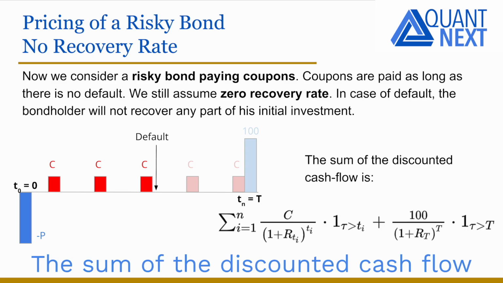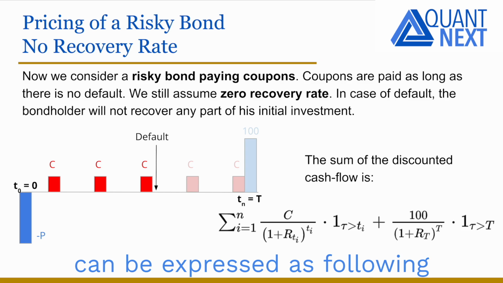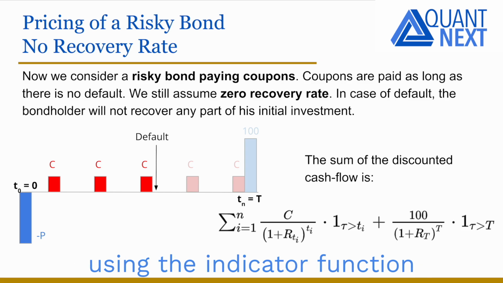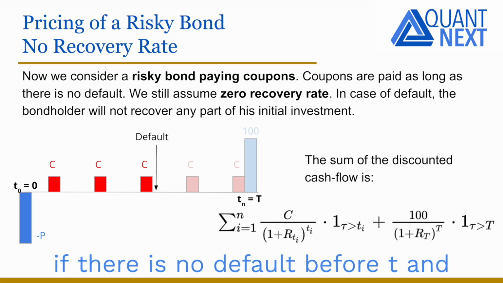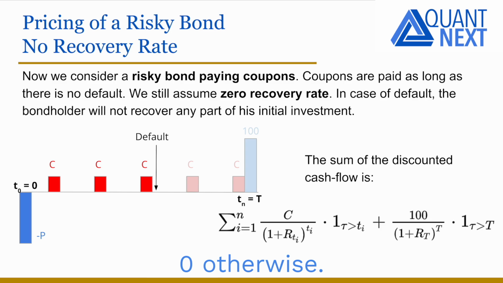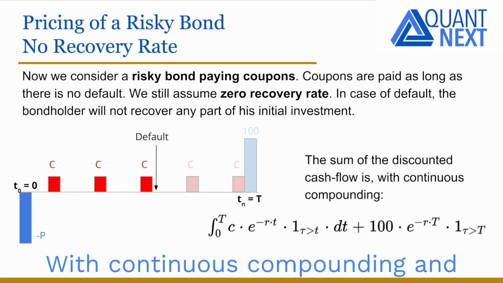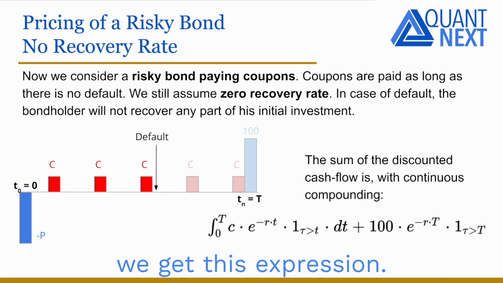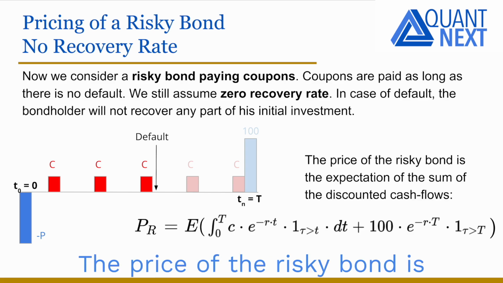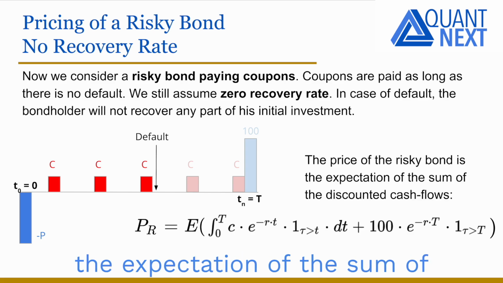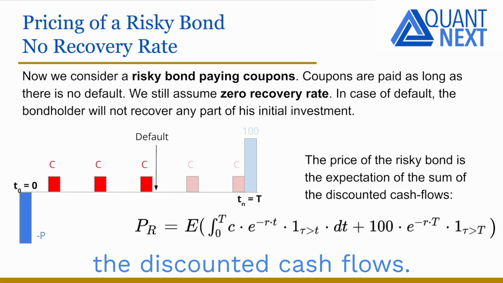The sum of the discounted cash flow can be expressed as following using the indicator function equal to 1 if there is no default before t and 0 otherwise. With continuous compounding and constant interest rates, we get this expression. The price of the risky bond is the expectation of the sum of the discounted cash flows.